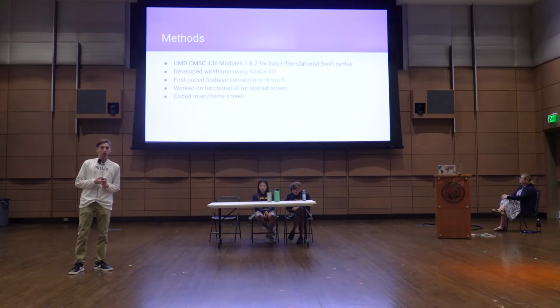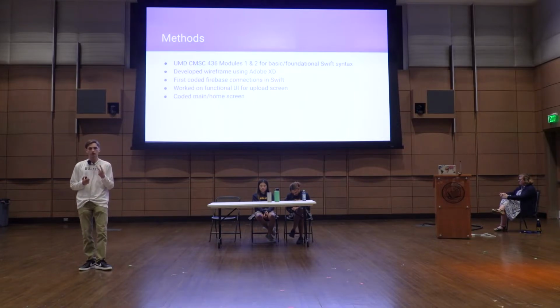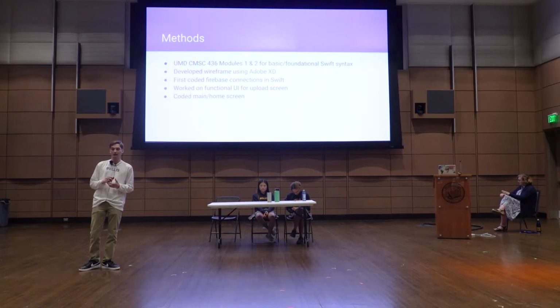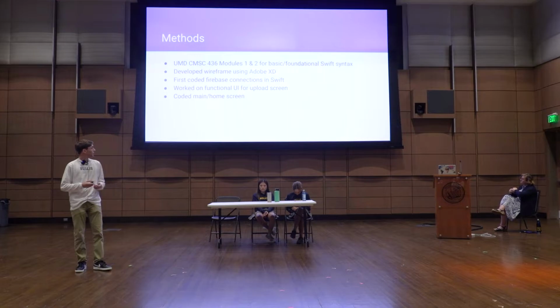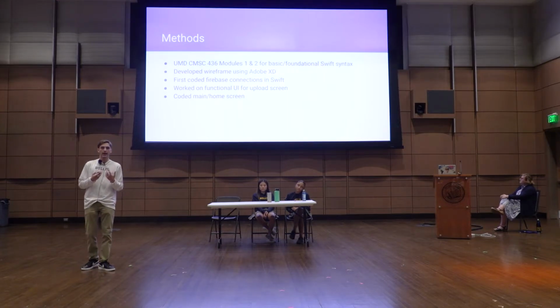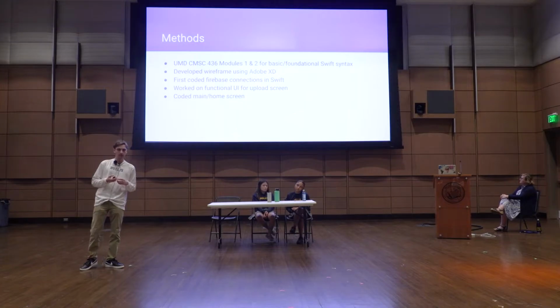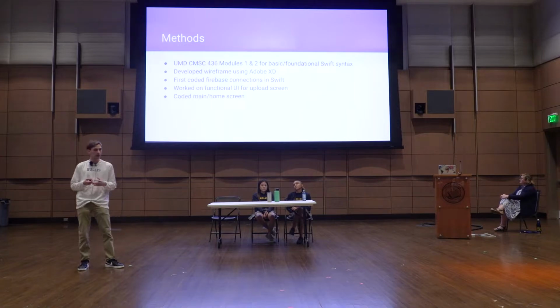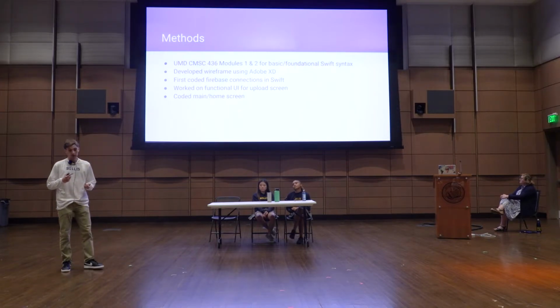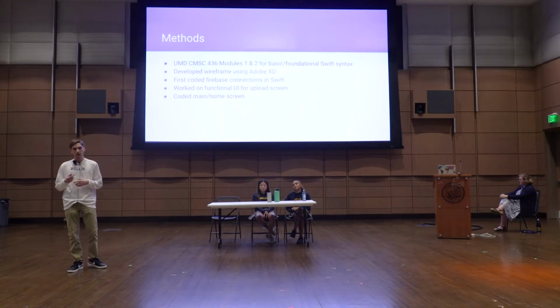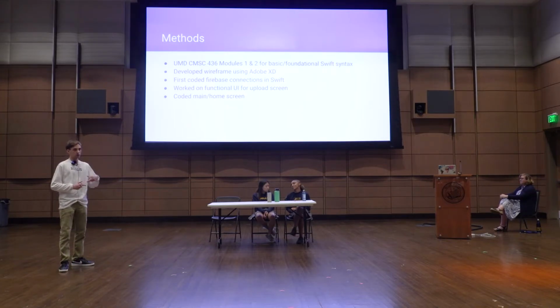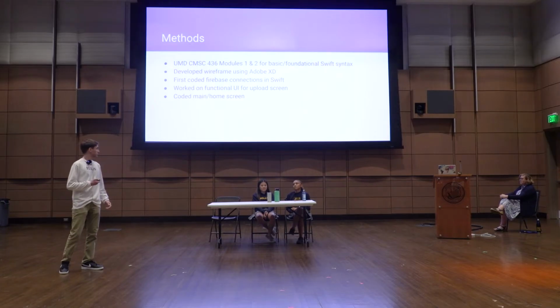So how did I do this? So the main way I learned Swift was I followed the first two modules of UMD's CMSC 436, which helped me learn the basic Swift syntax and UI. Then I developed my Wireframe, which is a mock-up of my app using Adobe XD. And I used Adobe XD because this allowed my app to actually be alive and I can actually go through it. So once I actually started coding, I first coded the connections between my app and Firebase in Swift, and then I coded the UI for the upload screen and the UI for the main screen, which is where you will go and look to find jerseys.